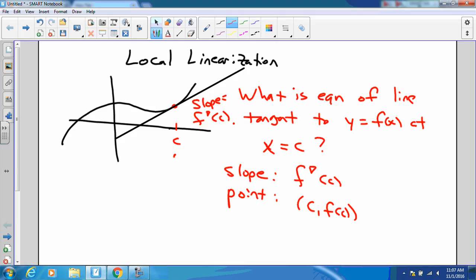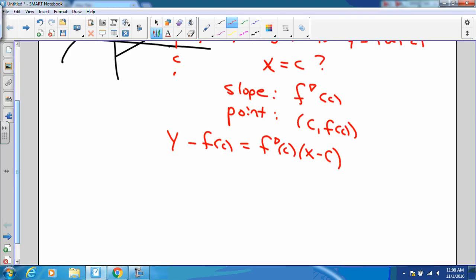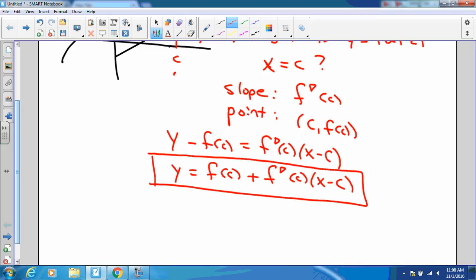And now, armed with these two pieces of information, we can easily construct our tangent line. y minus y1 equals slope times x minus x1. And this is a perfectly good way to write it, but for our purposes today, we're going to add f of c to both sides to get y as a function of x. And this we are going to describe as the equation for the tangent line.